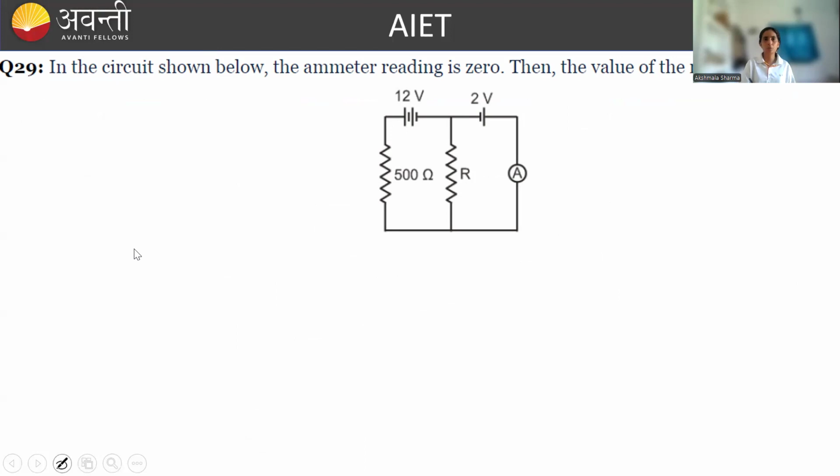Now let's look at this question. In the circuit shown below, a meter reading is 0. It is giving 0 reading. The value of the resistance R is, R का value कितना हो, ठीक है. So whatever current is coming from here will go like this, will go like this. It is not reaching this place, the current, right? So we have to calculate the value of R. Let's do it.